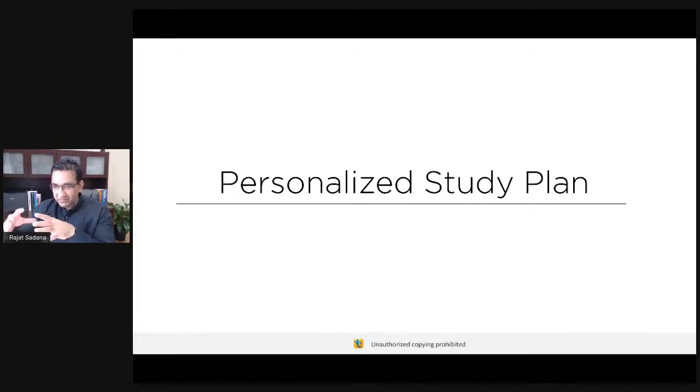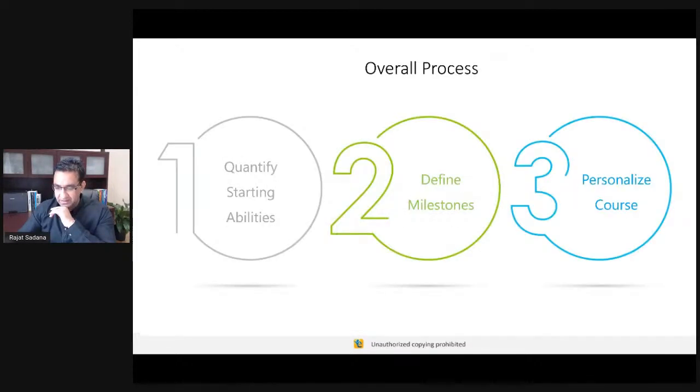So now let's see, with that foundation with us, how each one of you can create your own personalized study plan. To do that, there are 3 steps. One is to get those starting abilities. The second is to create those milestones. The third is to make sure that you're learning the right way depending on those starting abilities.